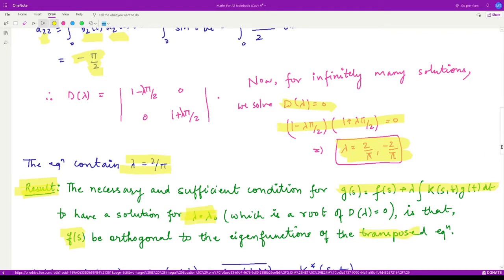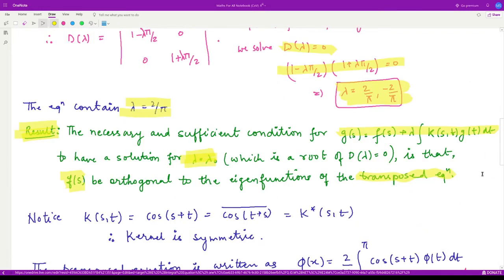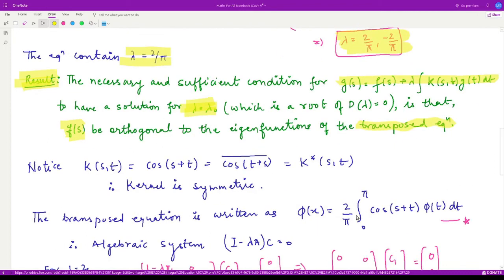And what is the transposed equation? We'll take the transposed equation as this one, that means the corresponding homogeneous equation. We'll take it to be like this because here the kernel is also symmetric. By symmetry, what do we mean? We mean that this K(s,t) is equivalent to K star (s,t).